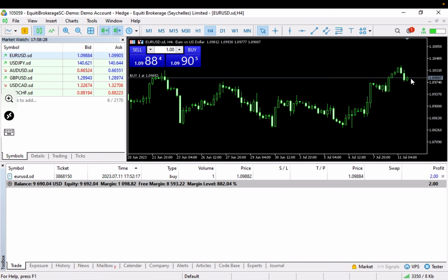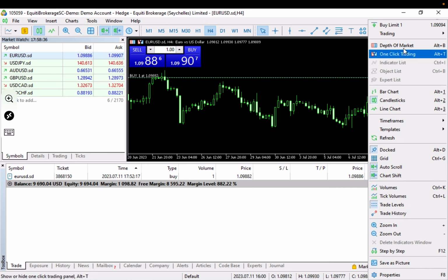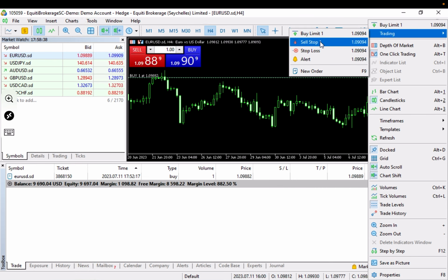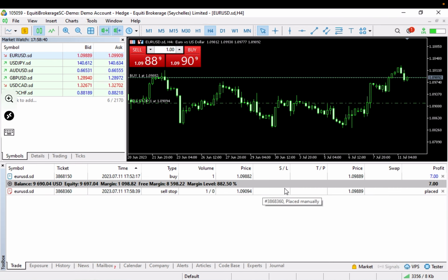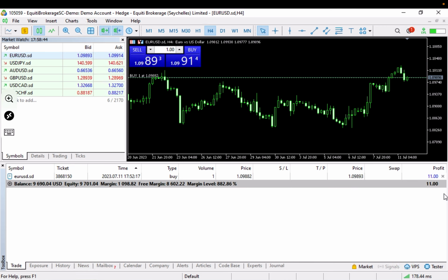If I want to sell in the direction of the fall, let's say I want to let the market fall till this point and I want to sell here, so I right click here, then I go to trading and click on sell stop. The sell stop order will be opened, then I can set the sell SL and TP. So this is the method to open a pending order right from the chart easily.